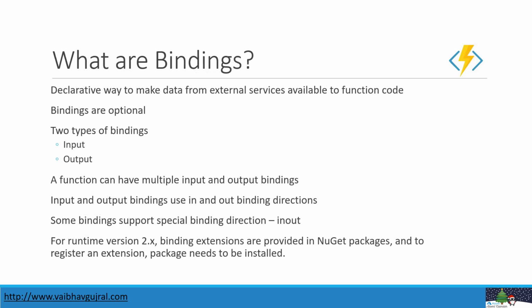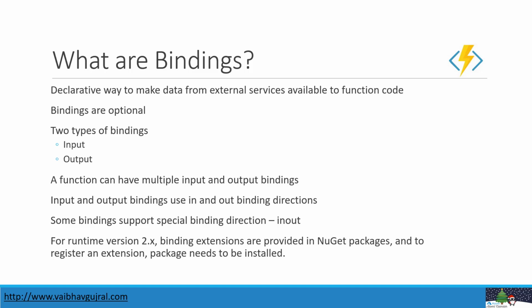Input and output bindings provide a declarative way to connect to data from within your code. Bindings are optional and a function can have multiple input and output bindings. Triggers and bindings let you avoid hard-coding the details of the services that you are working with. Your function receives data, for example, the content of a queue message in function parameters. You can send back data to create another queue message by using the return value of the function.